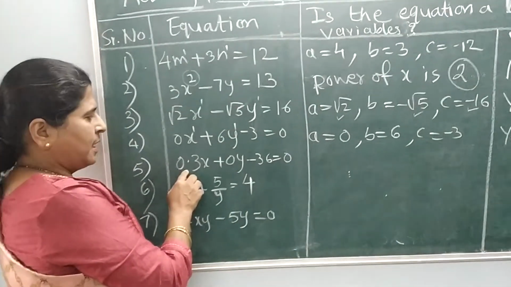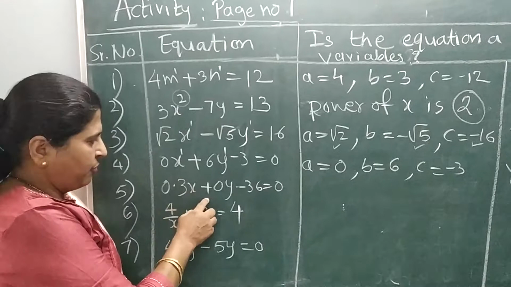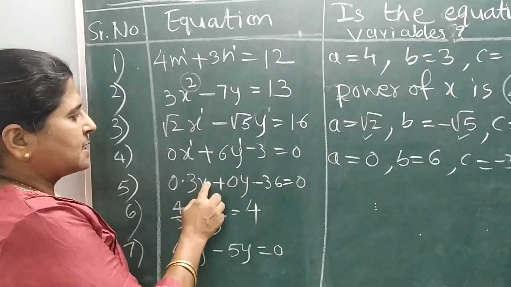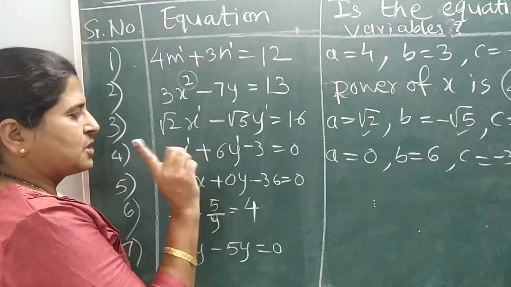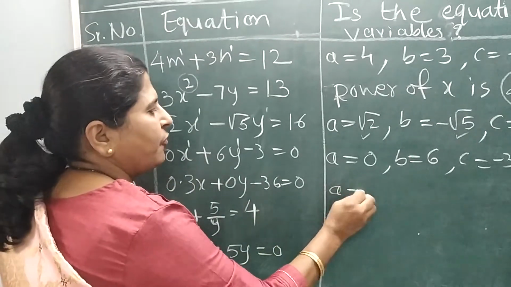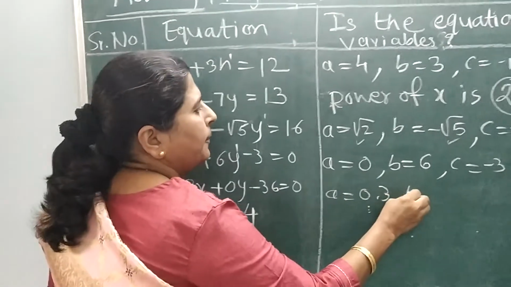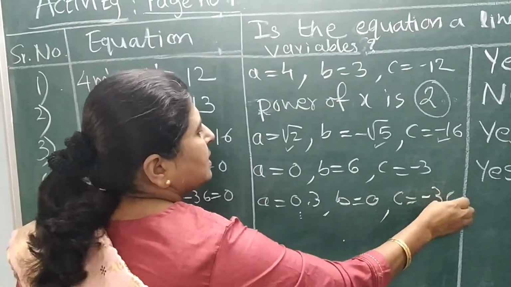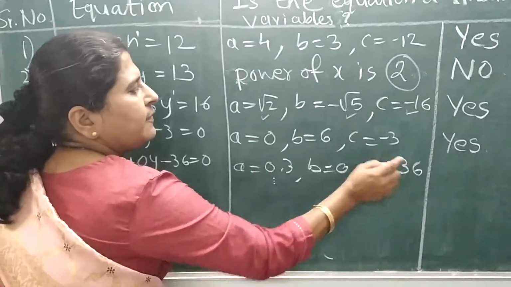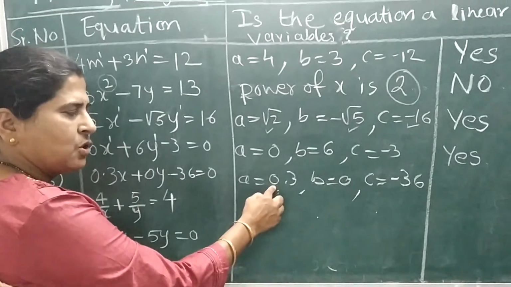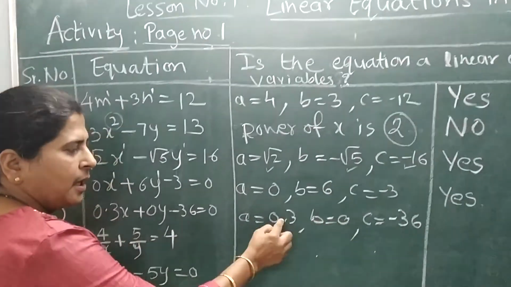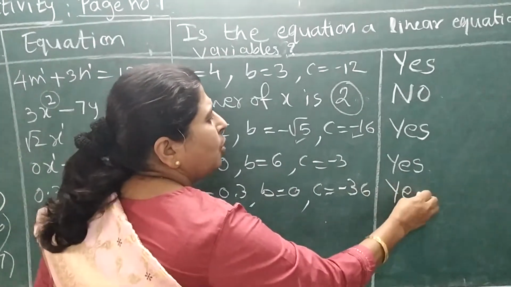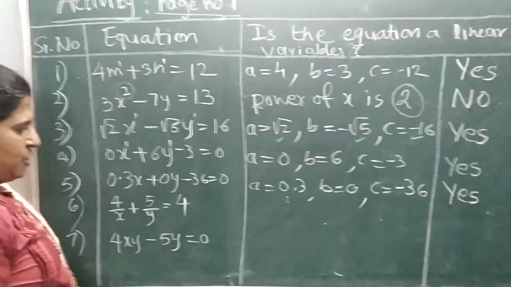Come to the fifth sum. Fifth example, 0.3x plus 0y minus 36. Variables are x and y with no power, meaning 1, and the value of a is 0.3, b is equal to 0 and c is equal to minus 36. All these three values are real numbers. a is not equal to 0, b is 0. But both are not 0 at the same time. Therefore, this is also, yes, a linear equation.